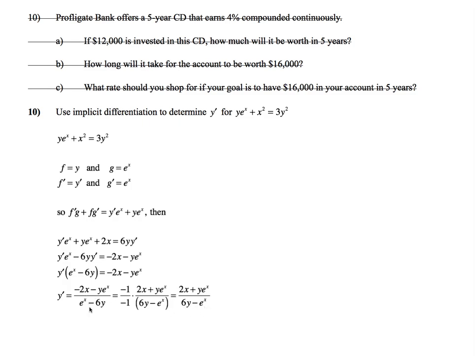So this is a good answer, but if you want to do this to simplify even further, then we have 2x plus y times e to the x in the numerator and 6y minus e to the x in the denominator, and that is our y prime, or our dy dx, depending upon how you look at it.